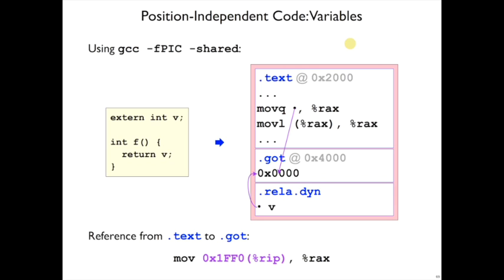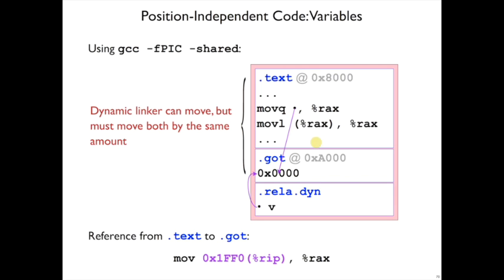And that's why, as long as we keep text and the global offset table together, maybe when we load it into memory, it's at hex 8000. As long as the global offset table is still 200 away from that, then this relative reference will work the right way. Meanwhile, rela.dyn, that's telling the dynamic linker how to patch that particular place with the address of the variable v.